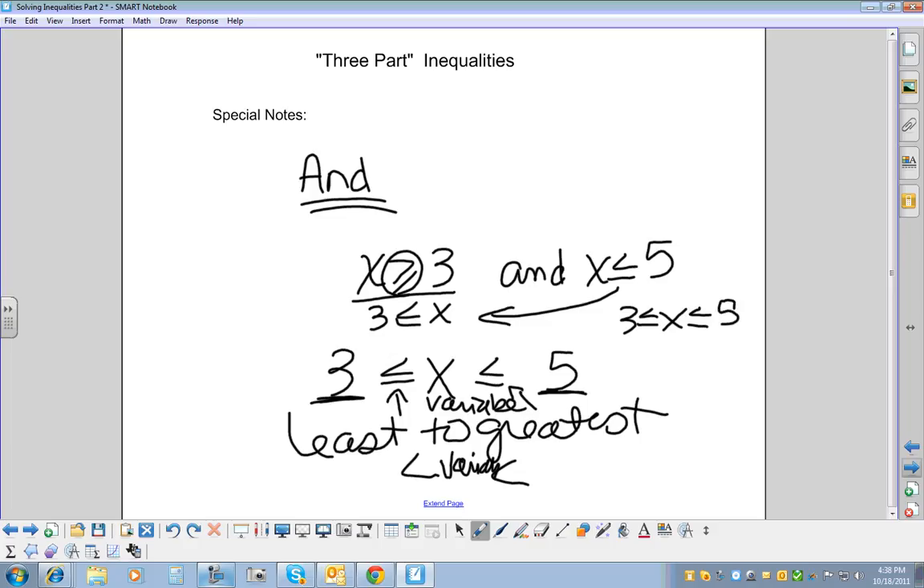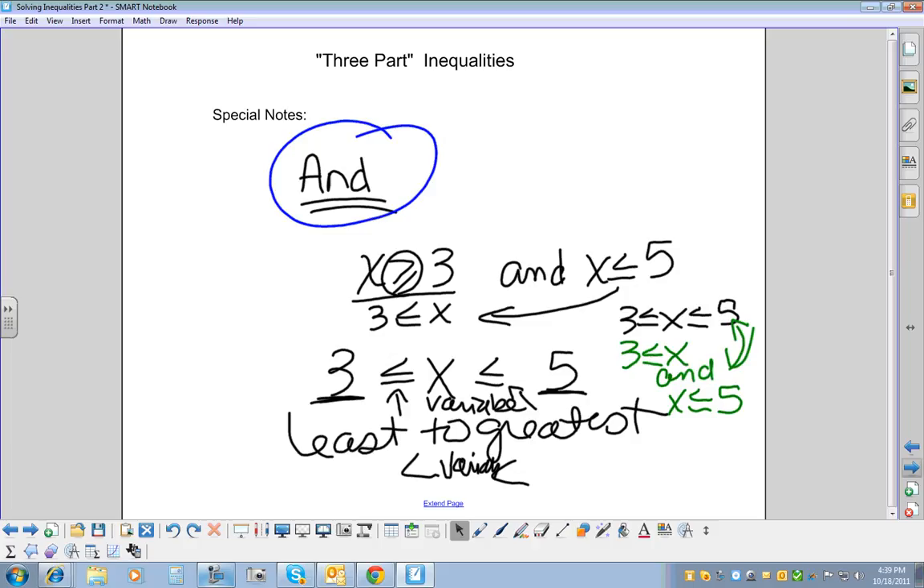Similarly, if you have a three-part inequality that's all together, you can break that up, and all you have to do is repeat your x. So this is 3 less than or equal to x and x less than or equal to 5. And so you can break that up and split it into two different problems if you would like to do that. But remember, it's always and on a three-part inequality.